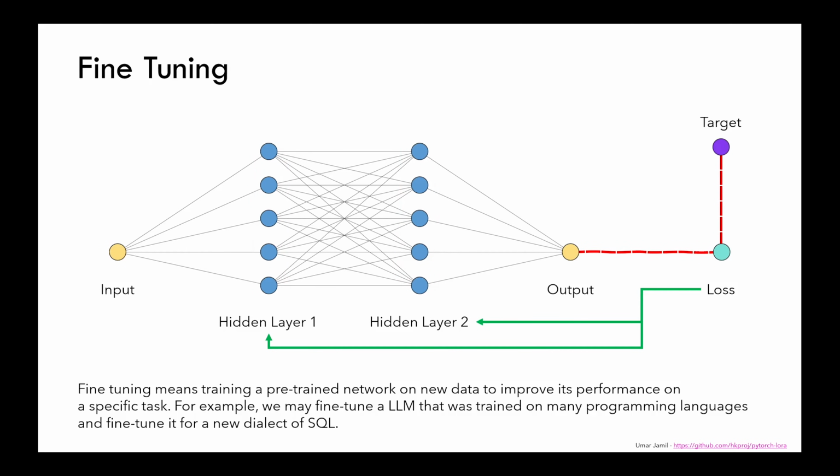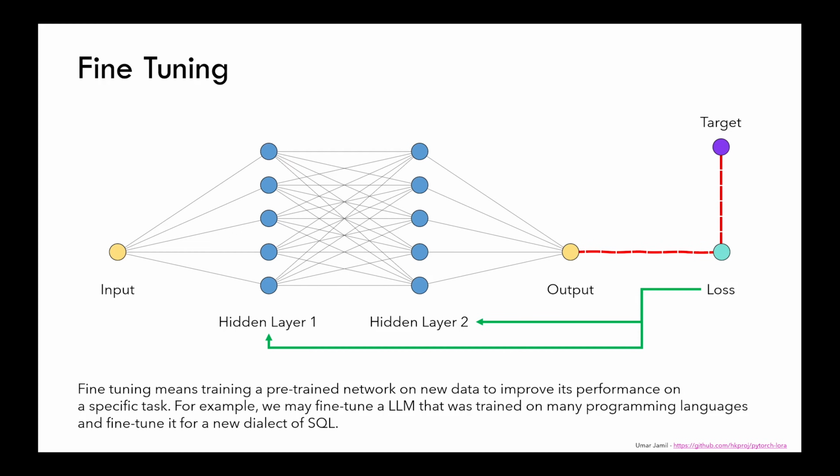Now, what is fine-tuning? Fine-tuning basically means that we have a pre-trained model and we want to fine-tune it on some other data that the original model may not have seen. For example, imagine we work for a company that has built its own database. This new database has its own SQL language. We have downloaded a pre-trained model, let's say GPT, that was trained on a lot of programming languages, but we want to fine-tune it on our own SQL language so that the model can help our users build queries for our database.